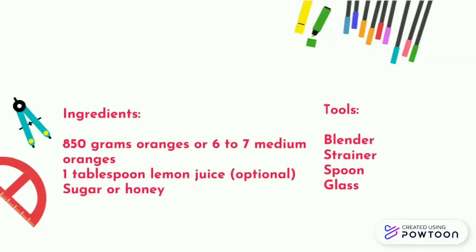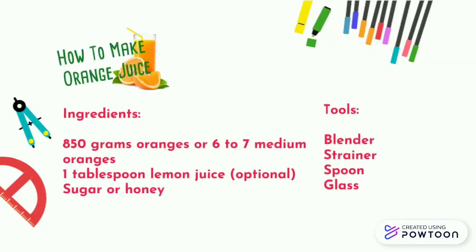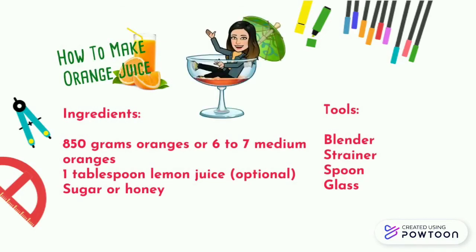Next example is how to make orange juice. We have 6 until 7 medium oranges, 1 tablespoon lemon juice. It's optional, which means you can use it or not. Sugar or honey. Tools are blender, strainer, spoon, and a glass. It is also easy to use in your home, or you can see the seller of orange juice.